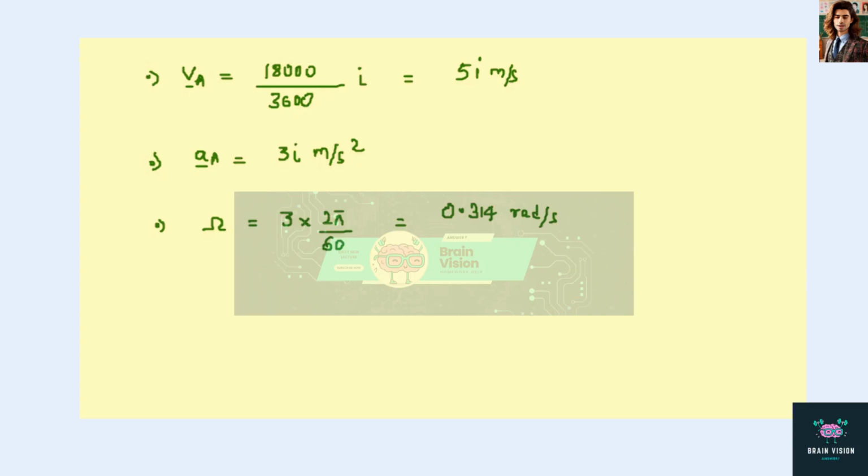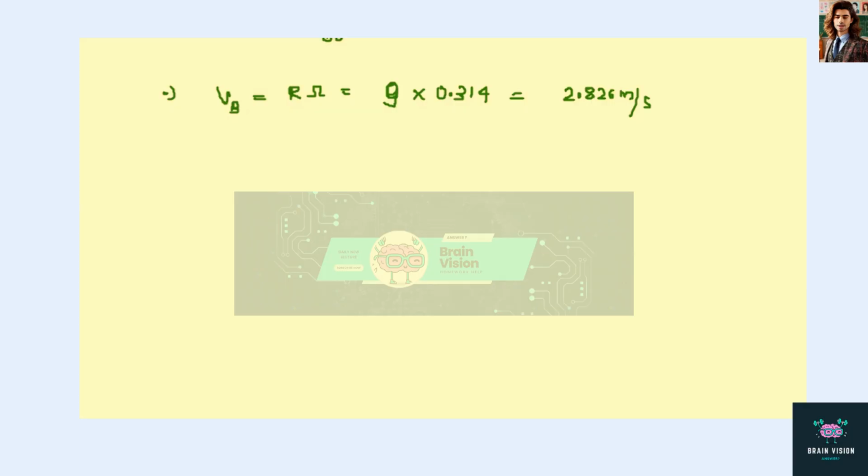Now let us calculate the velocity of the observer in the Ferris wheel. So velocity of observer in Ferris wheel will be r omega. So let us put this. R is given as 9 meter multiplied by omega, which is 0.314 radian per second. So it will come out to be 2.826 meter per second.